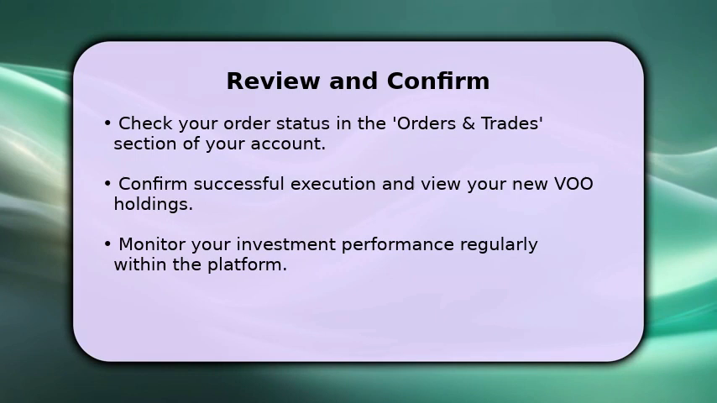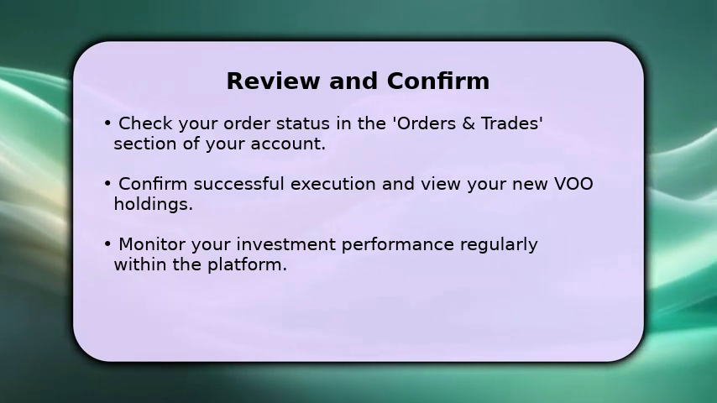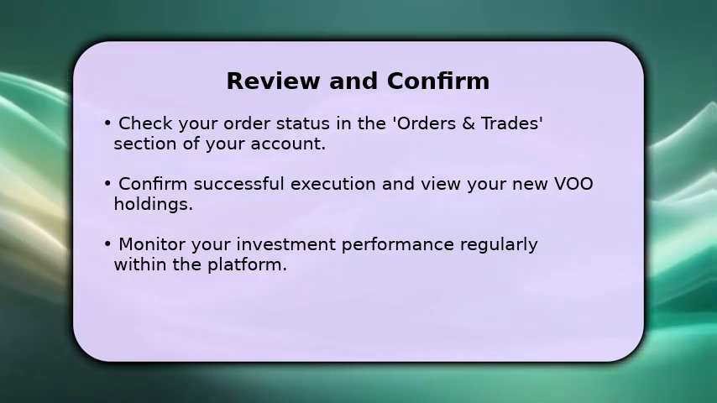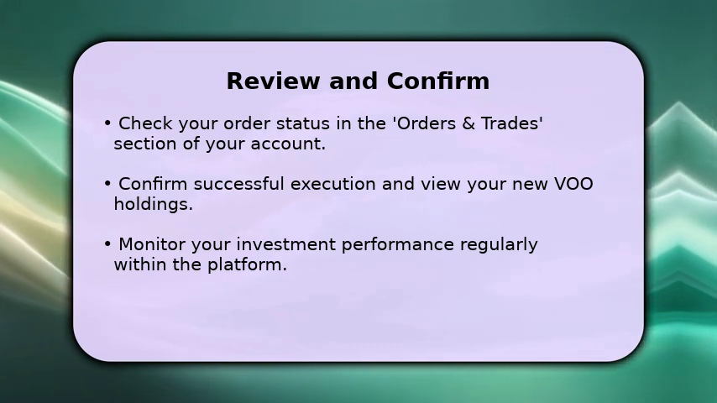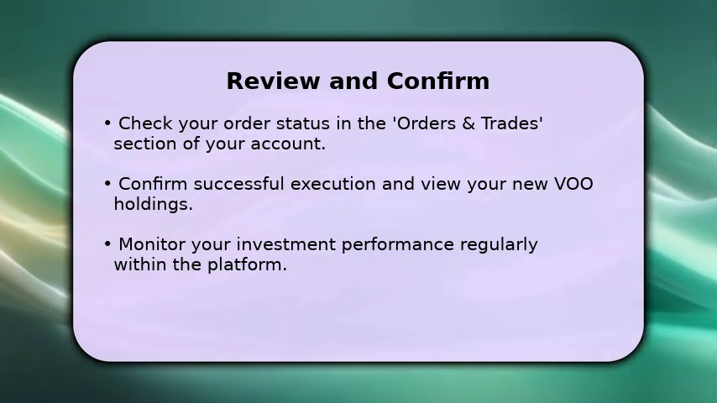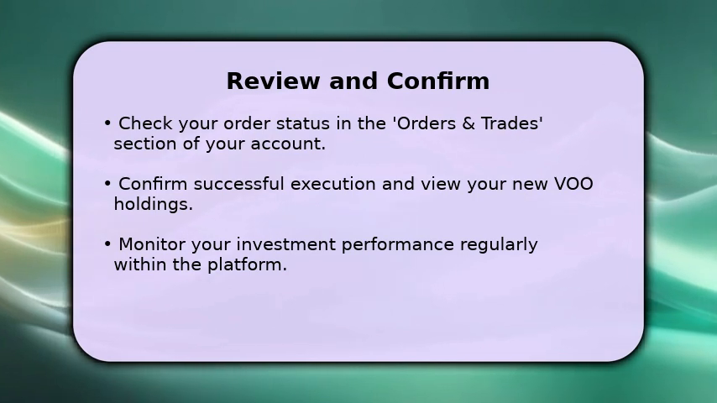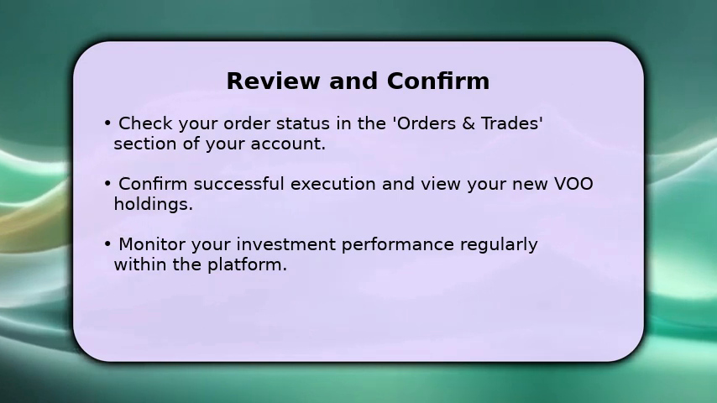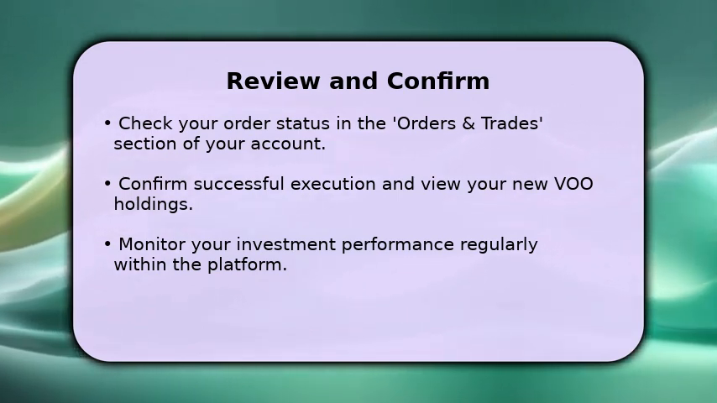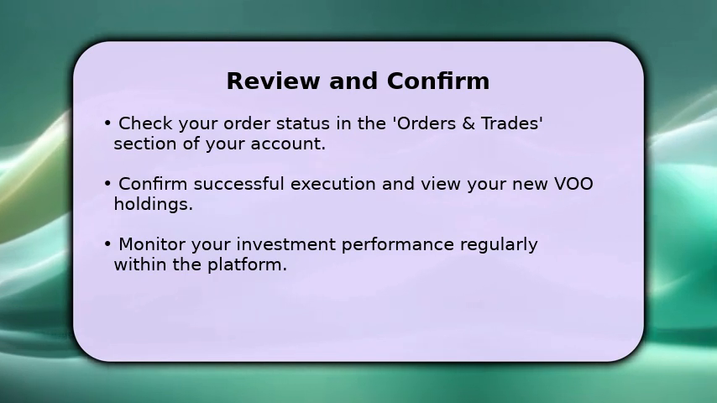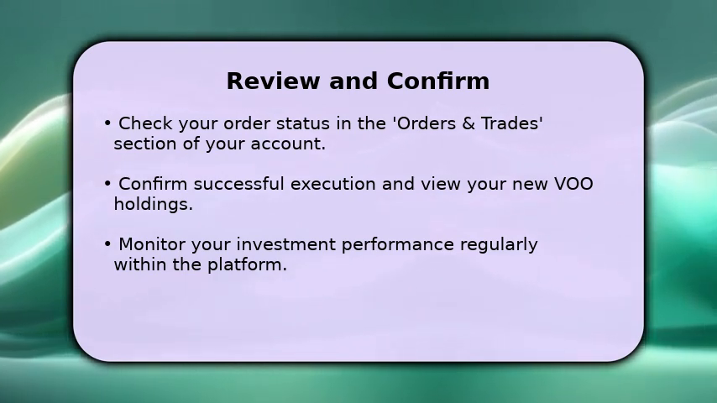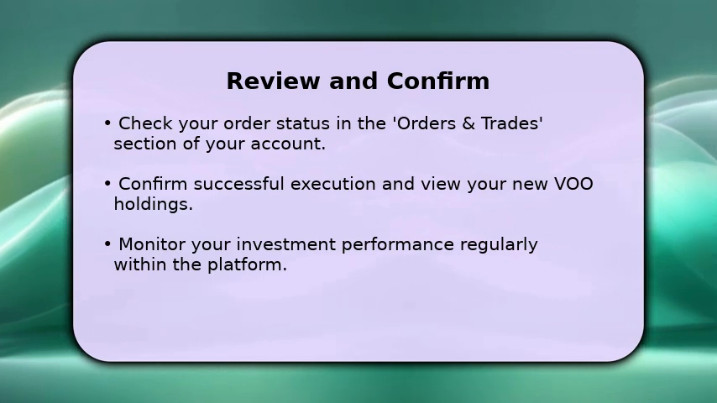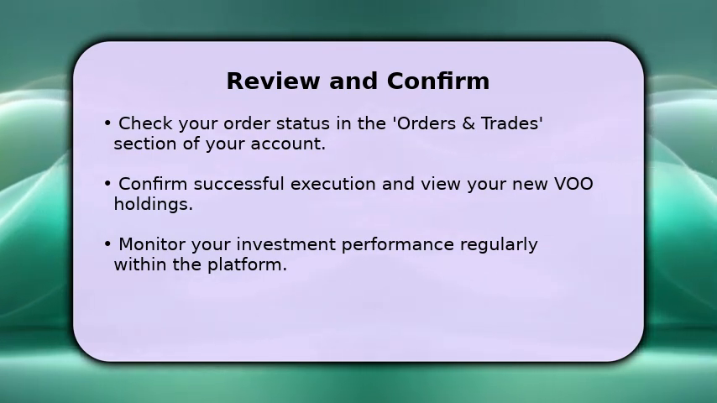After placing your order, it's important to review its status. You can typically find this in the Orders and Trades section of your Interactive Brokers account. Once executed, your VOO shares will appear in your portfolio. Regularly check your holdings and consider setting up alerts to stay informed about VOO's performance. This helps you manage your investment effectively and react to market changes as needed.